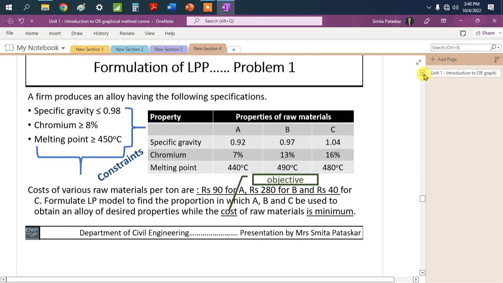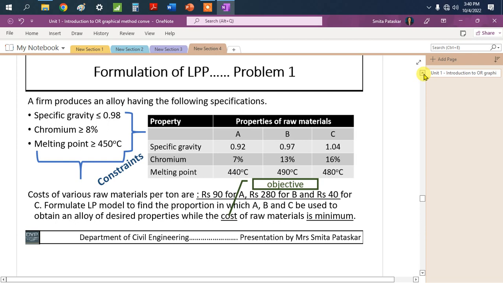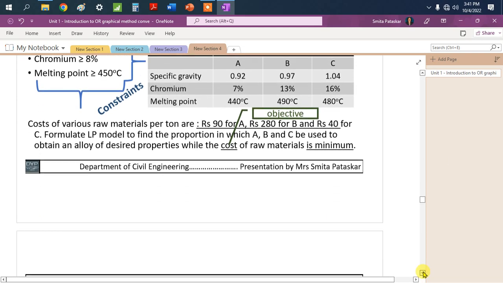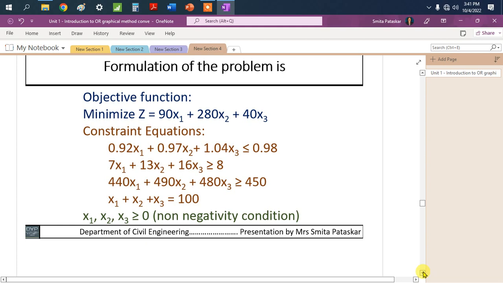This is the explanation for the formulation of the LPP. The objective is to minimize the cost, and here the specific gravity requirement, the chromium constraint, and the melting point constraint are being identified. So our equation will be this one. The objective function is to minimize z equal to 90x1 plus 280x2 plus 40x3 and other constraint equations.